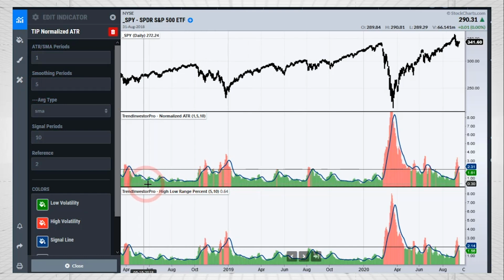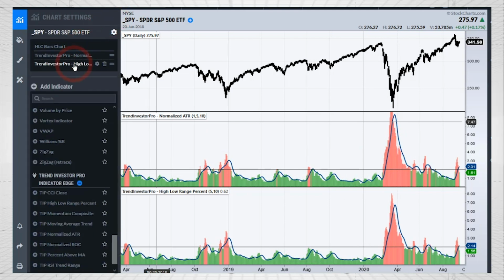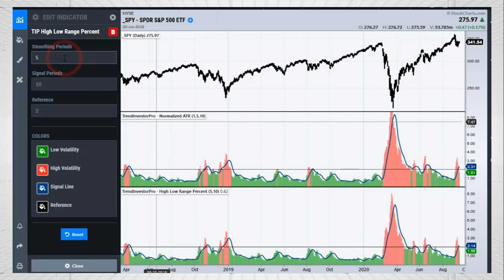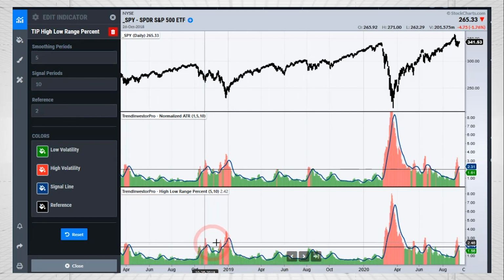So it's green when it's below 2, which is the reference line. It's red when it's above 2. And then the blue line is a 10-day moving average of that histogram. And then the other indicator, high-low range percent, I put it at 5 for the smoothing periods of that histogram. And you can see it's red when it's above 2, and it's green when it's below 2. And then I've got a 10-period moving average as the blue line there.